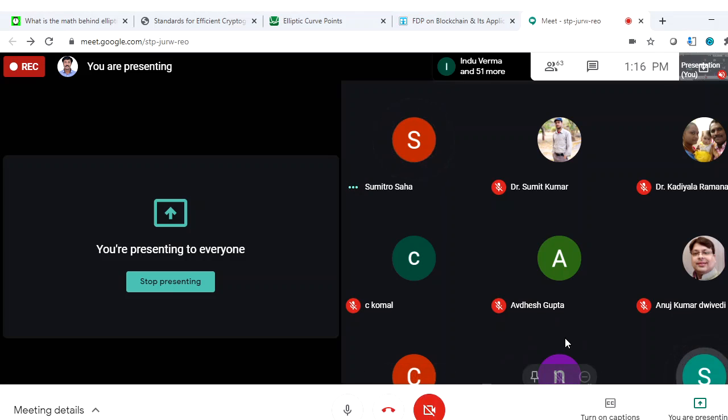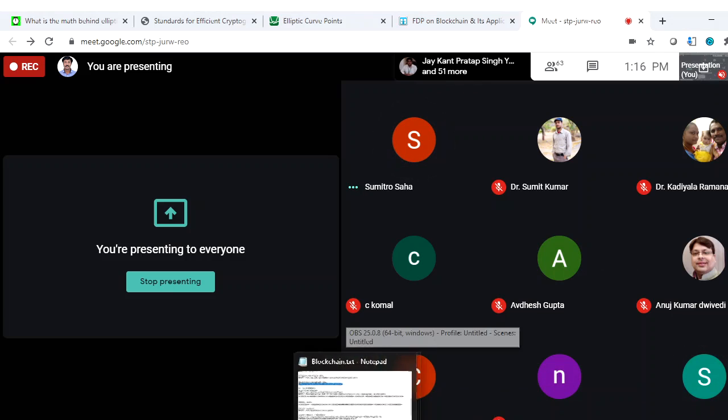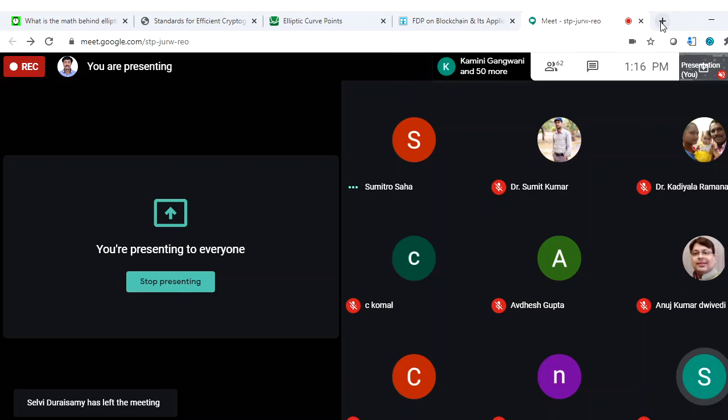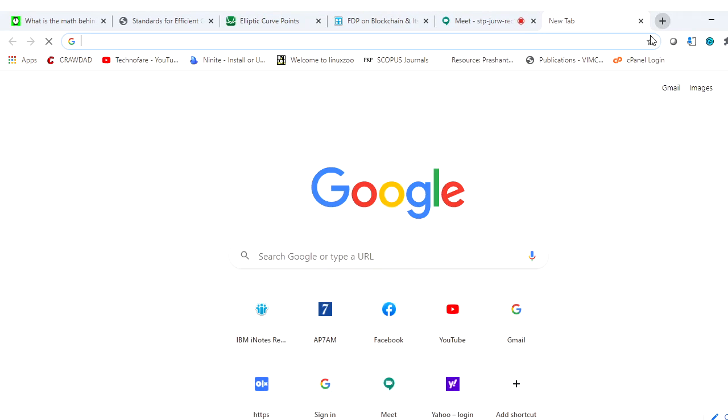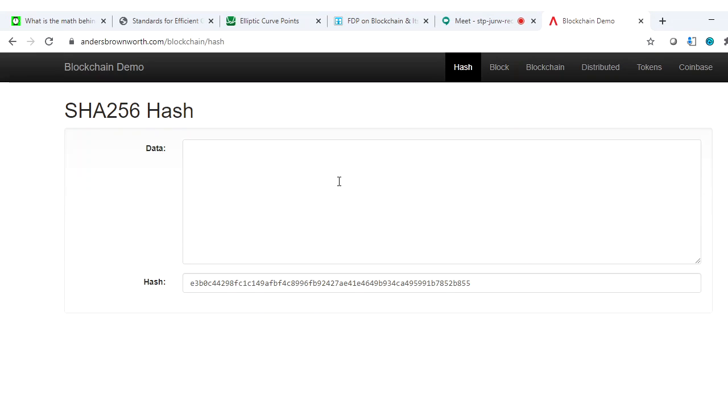Okay, where I stopped at the hashing. So this is a SHA 256 hash. Is it visible? Okay. So this is the message digest. Look here, the hash is there, no? This is the message digest.